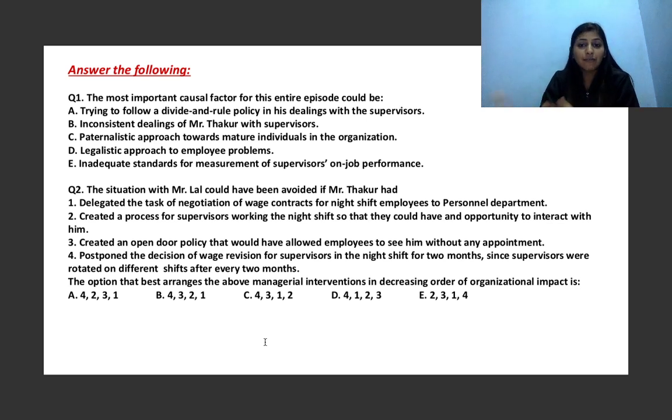While the situation could have been avoided if, number one, he would have created a process for the night shift to visit. If that was there, then Ramlal could have easily visited Mr. Thakur and this whole situation could have been avoided. Or if there was an open door policy, number two. Number three, if at least the personnel department was delegated this task. And number four is the one if it could have been postponed. So that's the last option. You have to focus on the first question also, right? These are the situation with Mr. Lamlal could have been avoided if Mr. Thakur had done these things. So therefore it's in that order.